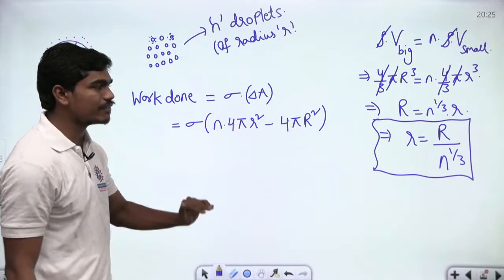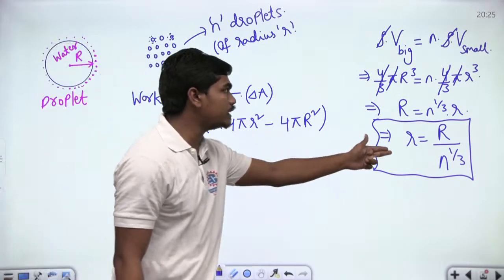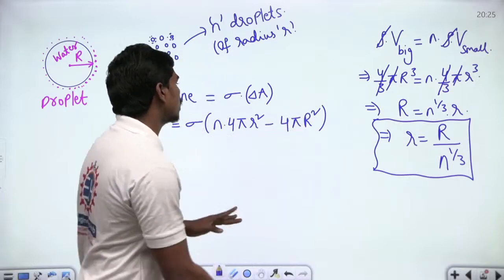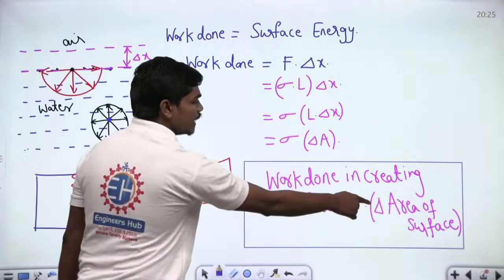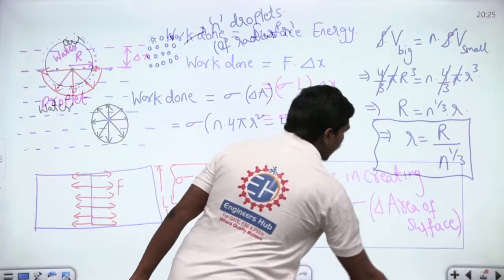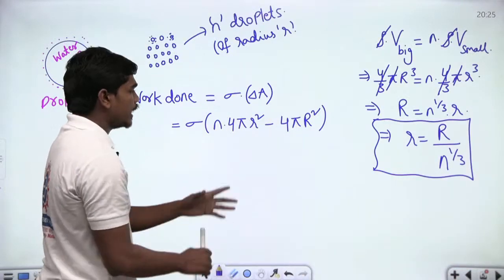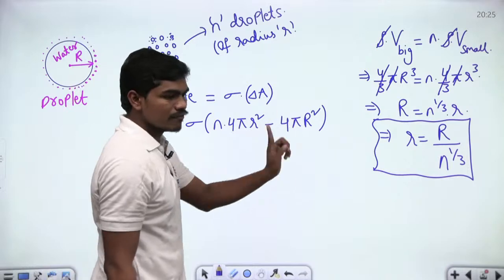Can you all understand this equation? How did I write this? Basically, this R is associated from mass balance, and this work done formula we are writing from our previous analysis: sigma into delta in the area of the surface, and definitely this is equal to sigma into n times 4 pi r square minus 4 pi R square.